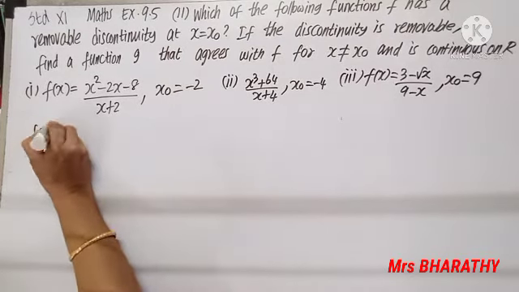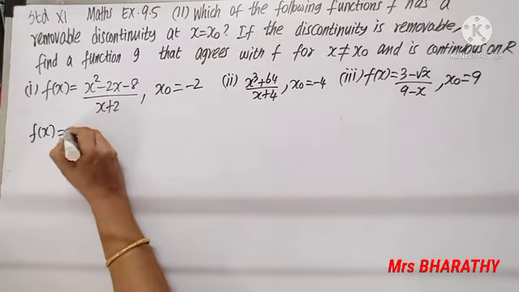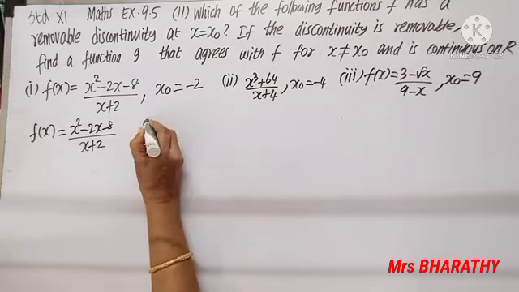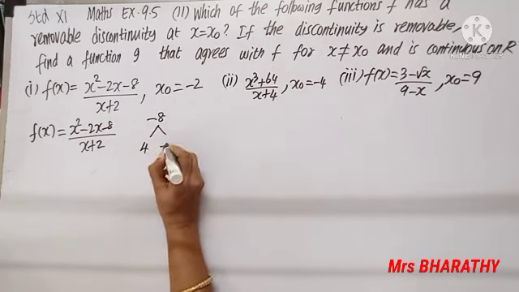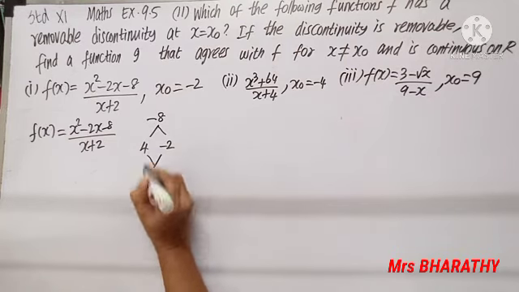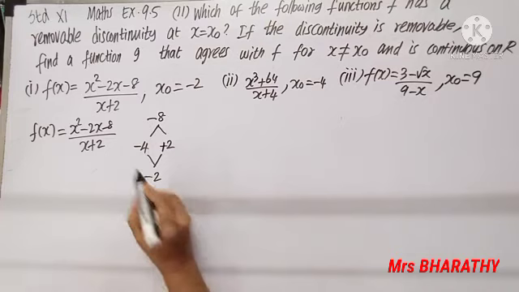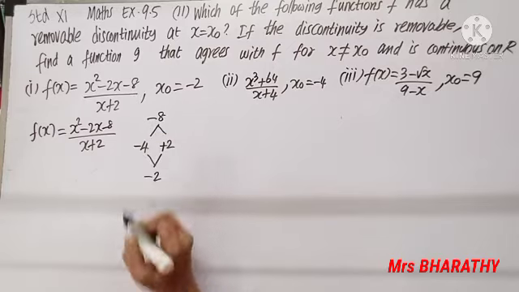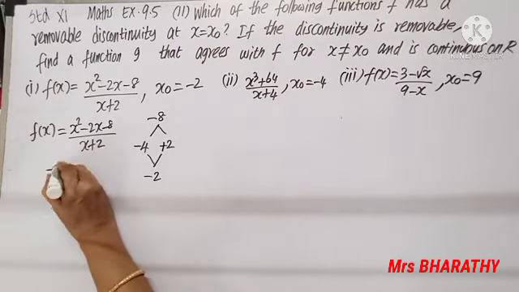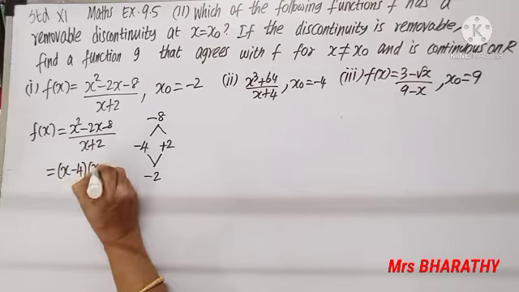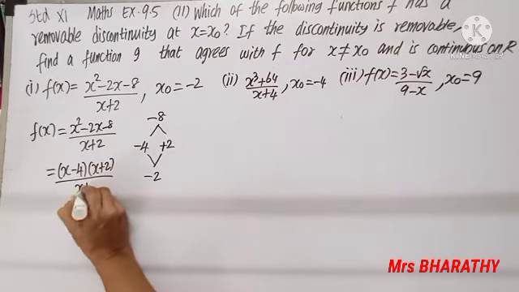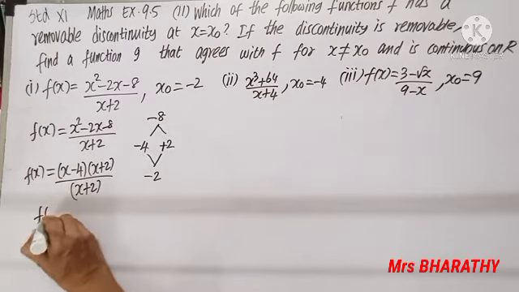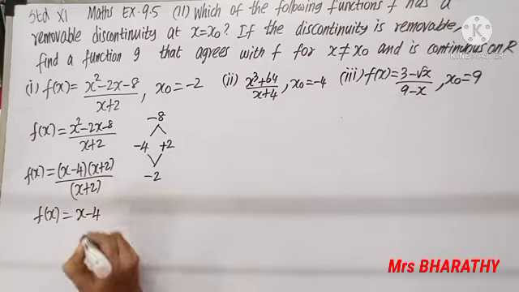Let me simplify. F of x can be factorized: x square minus 2x minus 8 by x plus 2. For the minus 8, as I factorize, it is 4 into minus 2, minus 4 plus 2 gives me minus 2, and minus 4 into 2 is minus 8. So the numerator, I can rewrite as x minus 4 into x plus 2. The denominator is x plus 2. As we cancel the like term, f of x equals x minus 4.